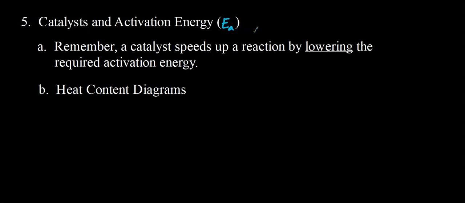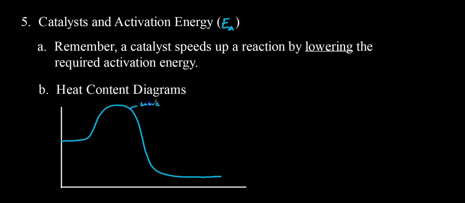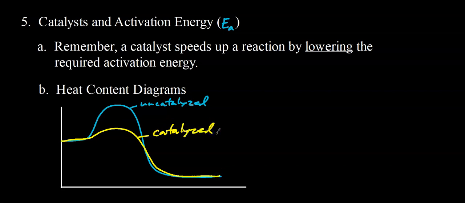Let's once again draw a heat content diagram showing catalyzed and uncatalyzed reactions. A blue curve, this is our uncatalyzed reaction. Catalyzed. And then again, we'll draw a yellow one. Yellow being the catalyzed reaction. Again, talked about this before, only difference is the activation energy.